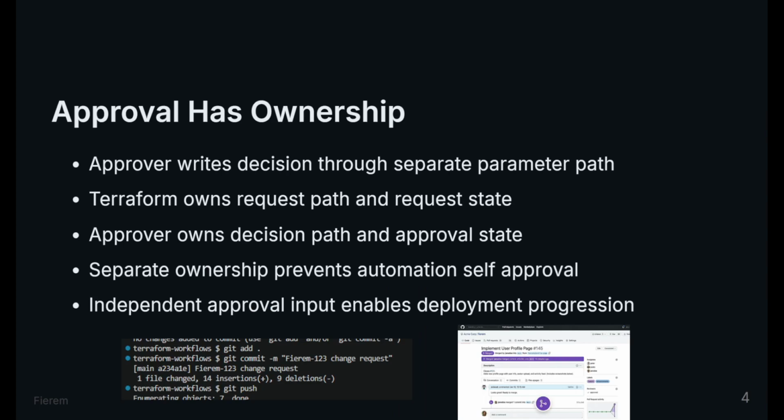The approver writes a different parameter. Terraform owns the request path. The approver owns the decision path. Separate write paths prevent self-approval by automation. The deployment can proceed only after independent input exists.